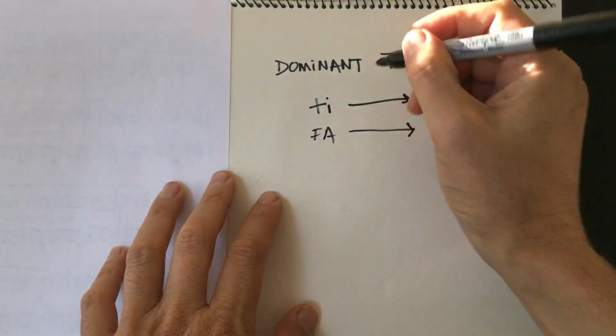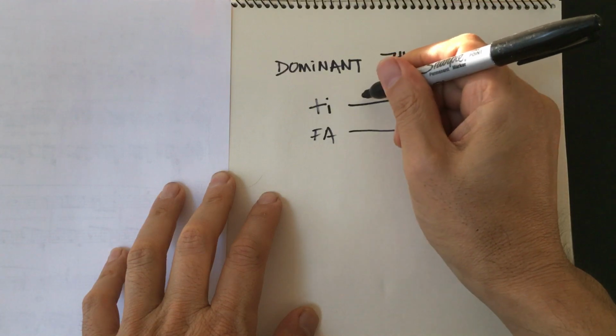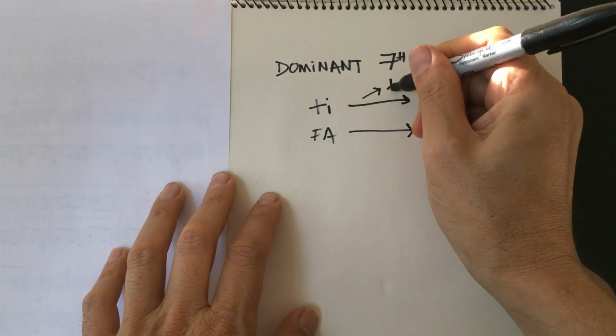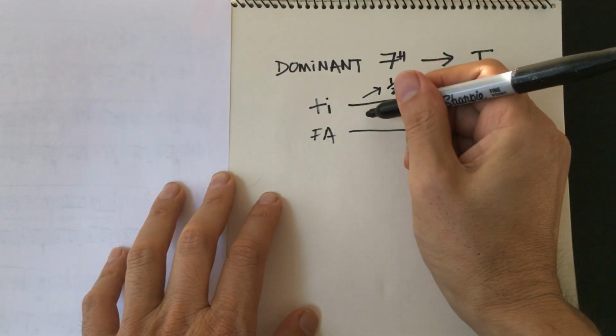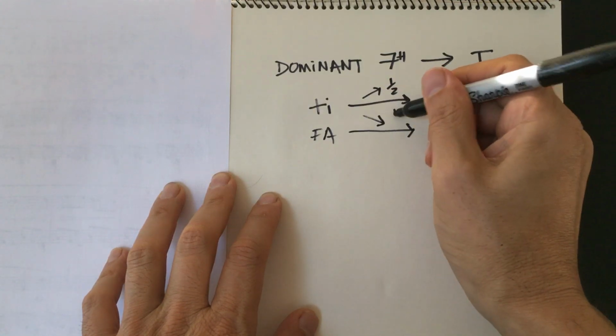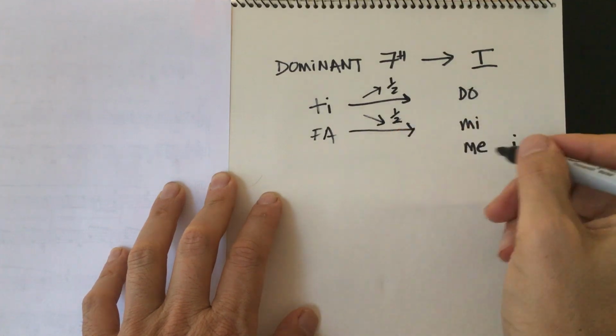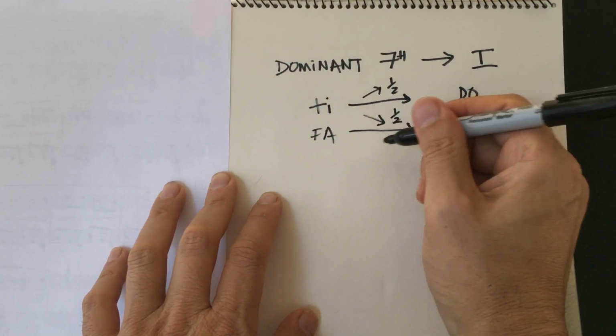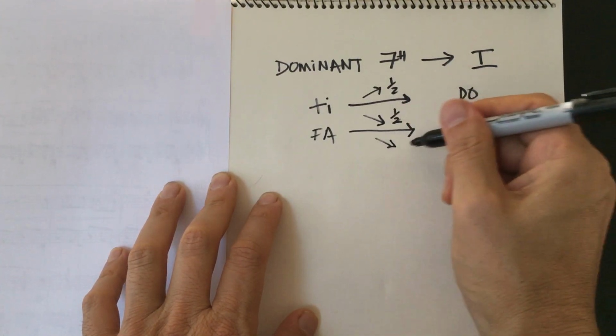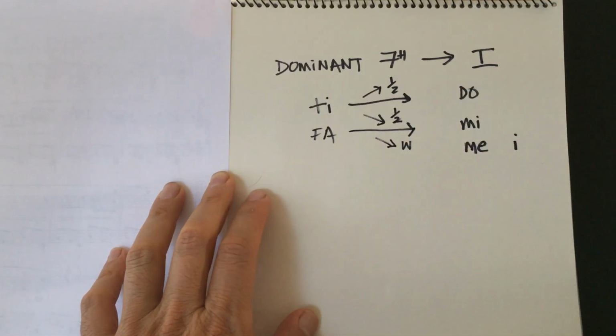Ti to Do is a half step up. This is going up a half step. Fa to Mi is going down a half step. You see, that's why you have these two contrasting motions. It's a classic way. Obviously, Fa to Me is how far? That's down a whole step, so that's slightly different. Okay? That's a classic thing. That's the theory of it.